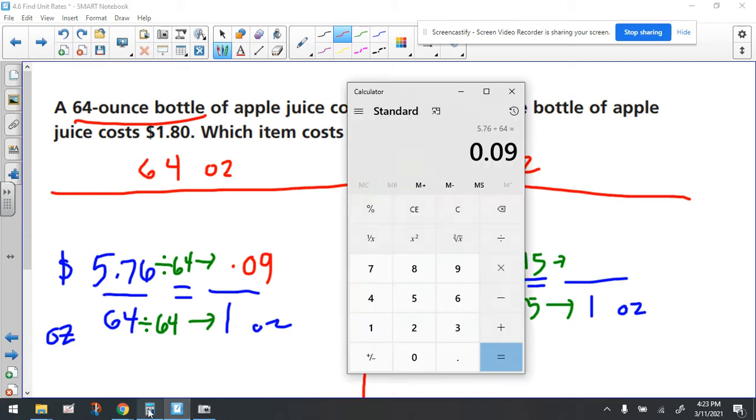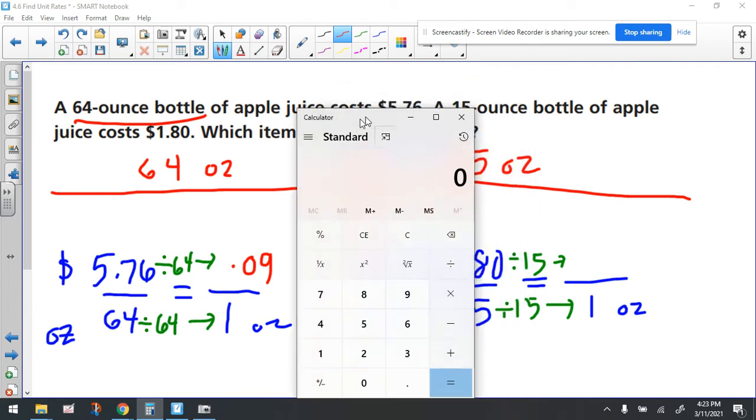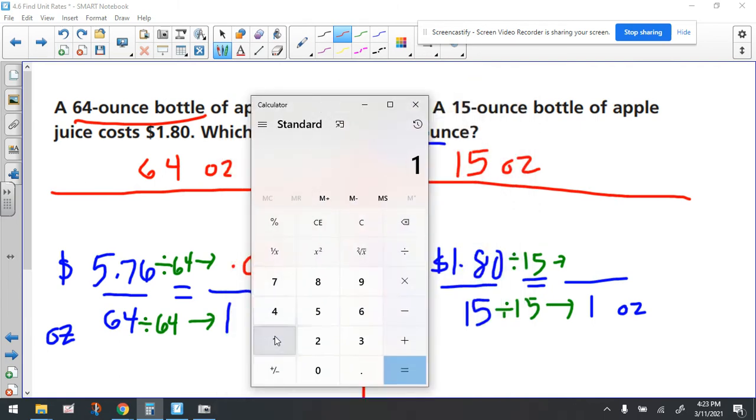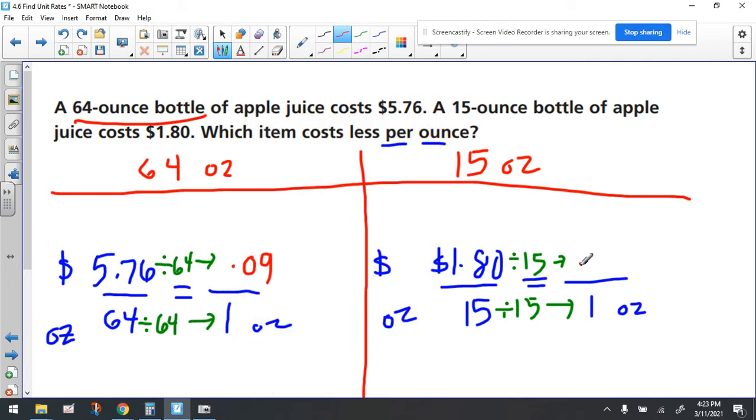And let's do the other one. So the other one is, let's see, I'm forgetting the number already. It's $1.80, which I'm just going to put in as 1.8 in the interest of saving time, divided by 15. And we get 12 cents per 1 ounce. All right, so again, 9 cents per 1 ounce, 12 cents per 1 ounce.